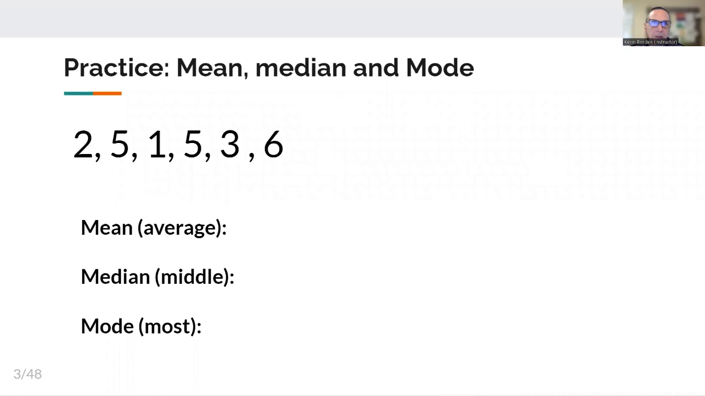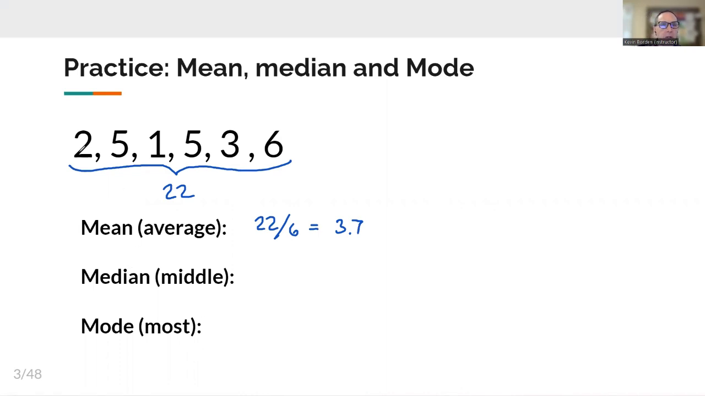Okay, let's work out the mean, median, and mode of these 6 numbers. So we have to add up these 6 numbers first. And I get 22. 2 plus 5 plus 1 plus 5 plus 3 plus 6. 22. And then we have to remember to divide 22 by the quantity of numbers, and there are 6. So 22 divided by 6 gives me 3.6 repeating, which I will round to 3.7.